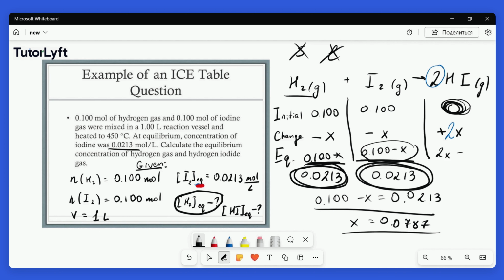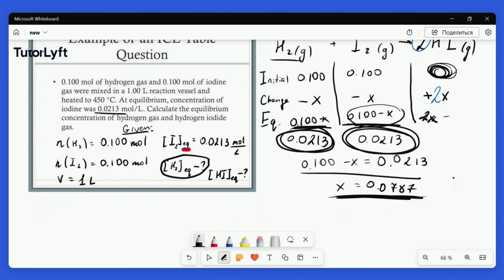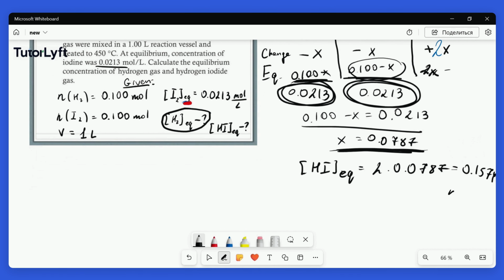But what about HI? We have 2 times X. We just found X, which is this here. So we're going to just multiply it by 2 to find the concentration of HI. So concentration of HI at the equilibrium equals 2 times 0.0787, which will be 0.1574. And of course, we have to put units. So it's moles per liter.